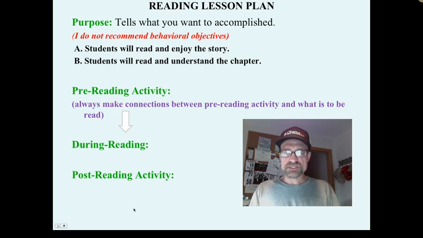And then the post-reading activity is some activity that gets students to be actively engaged with a story or a chapter element. Compare and contrast, respond, a question, and I'll be showing you some activities, both pre-reading and post-reading, in the next video. But these are the essential parts of a reading lesson plan.